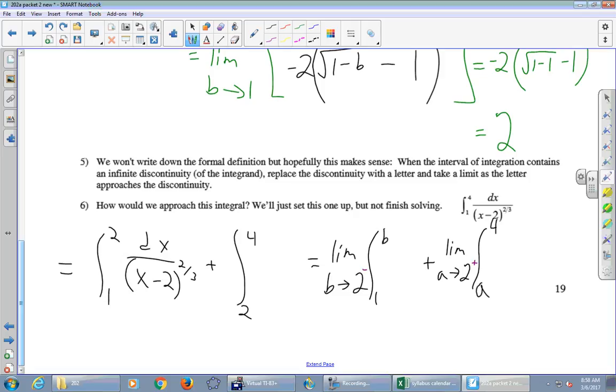Okay, improper integrals, there you have it. The activity is on the next page. I will walk around.